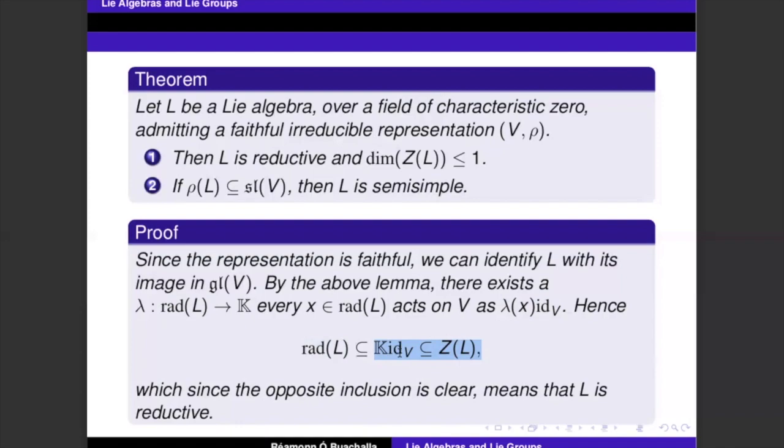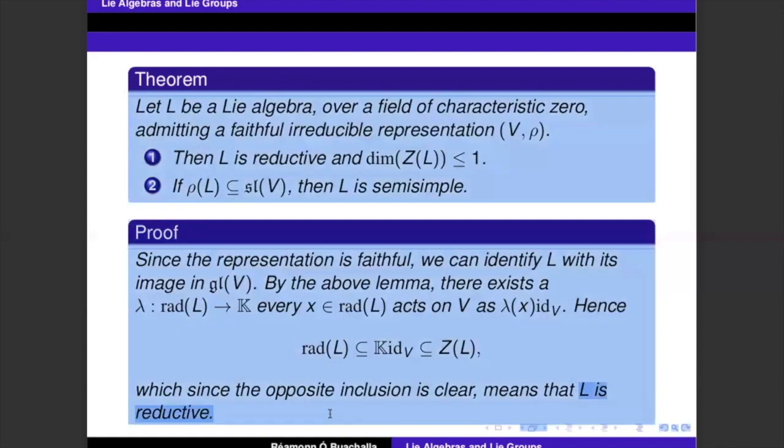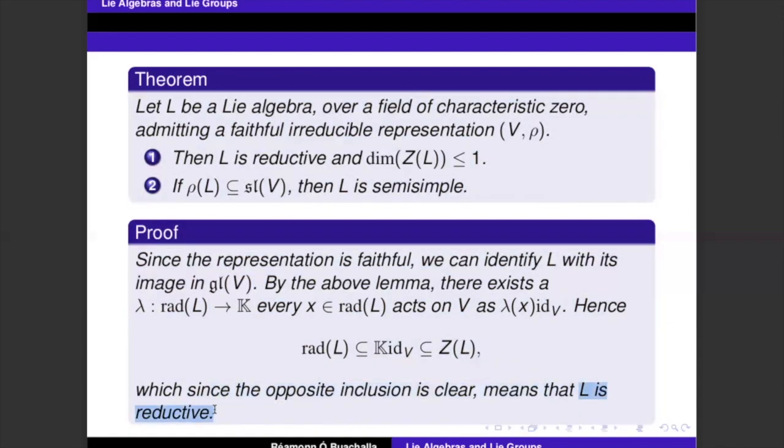And now, as we recalled in the proof of the previous theorem, the center, Z of L, is always contained inside the radical, because the center is a solvable ideal, it trivially satisfies the conditions of a solvable ideal. The radical is the sum of all the solvable ideals. Therefore Z is contained inside the radical, giving us the opposite inclusion, allowing us to conclude that the two things are the same. Which is to say, the radical is equal to the center, but that's precisely the definition of L being reductive. So great, that's it, we're done for this part.